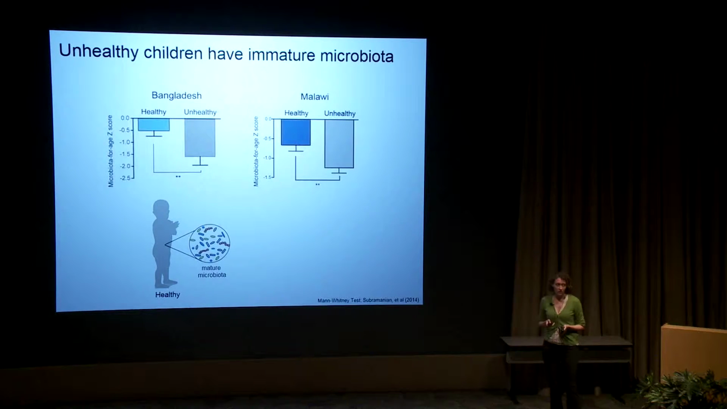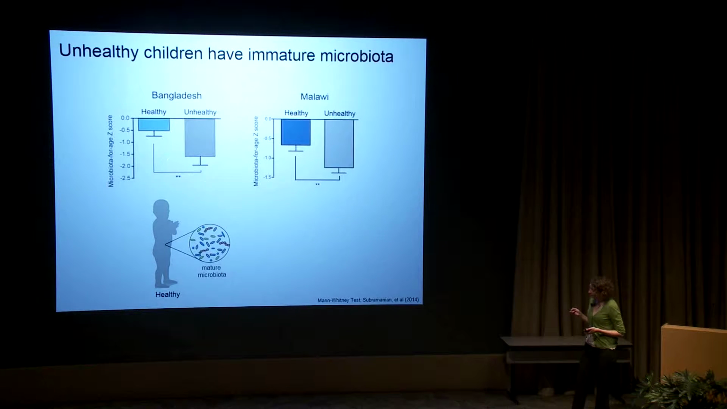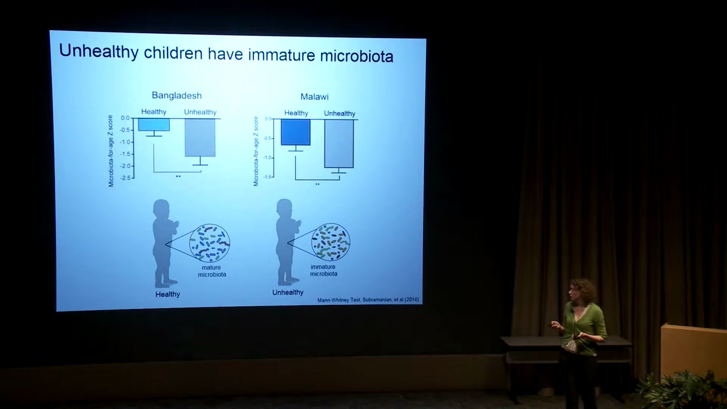However, when we looked at infants that were the same chronological age but were experiencing unhealthy anthropometric metrics, we saw that they had significantly lower MAZ scores in both Bangladesh and Malawi. So even though these children were the exact same chronological age, the infants that were experiencing malnutrition had a microbiota that looked younger or immature than what we would have expected given their age.